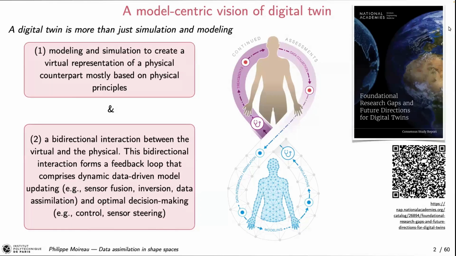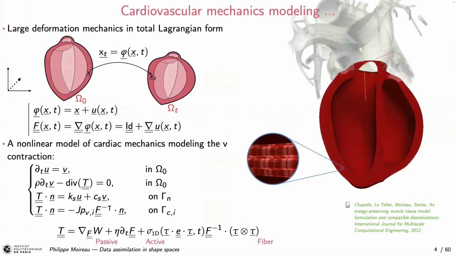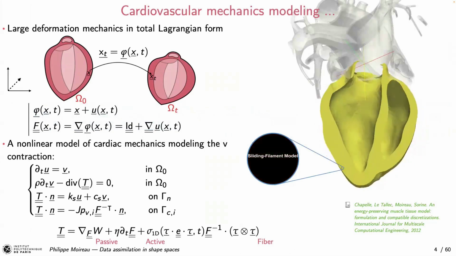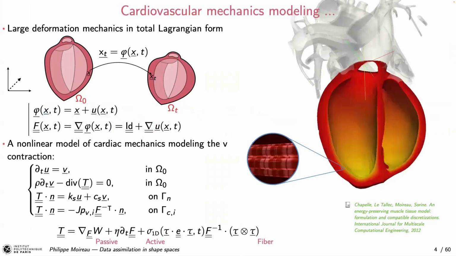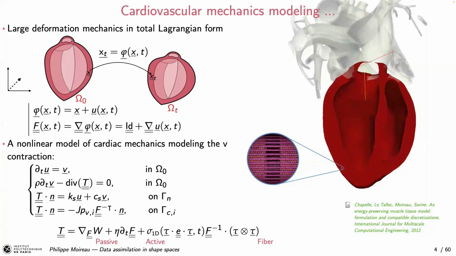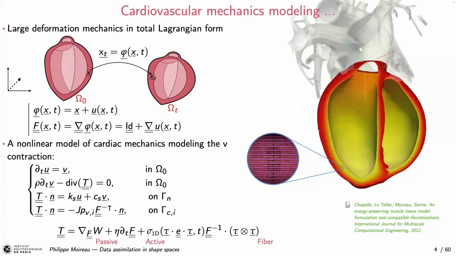So to start with, let's take the time to have some example in mind. In my group, there are a lot of people working on cardiovascular mechanics. So typically in cardiovascular mechanics, we try to simulate a heartbeat. So typically this is the two ventricles. And for that, you develop complex models for computing the displacement of the domain. So U is typically the displacement of the domain.